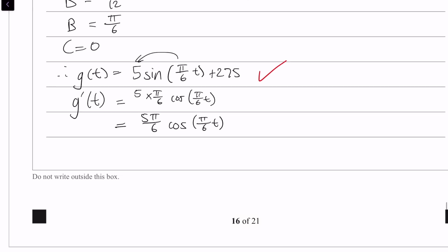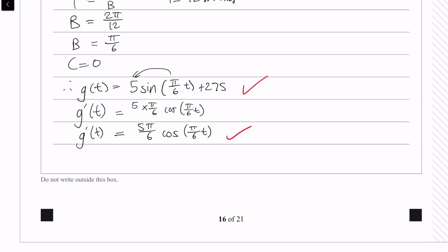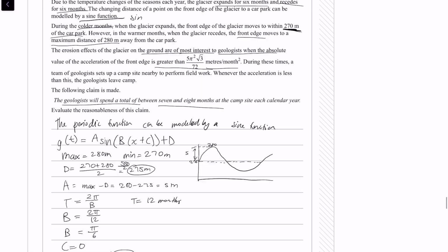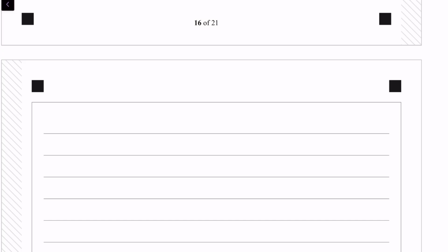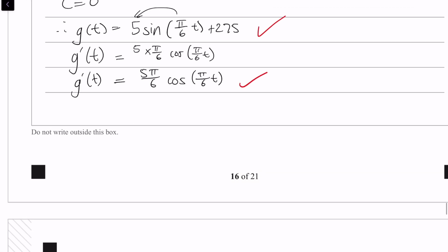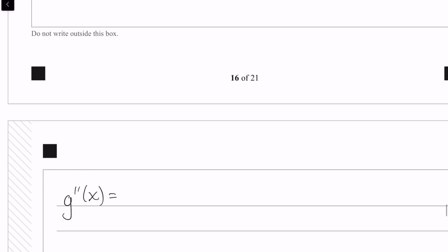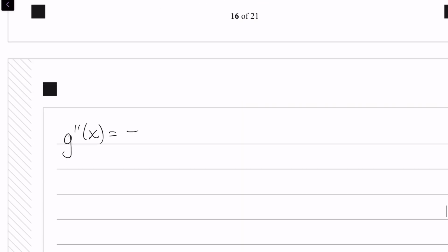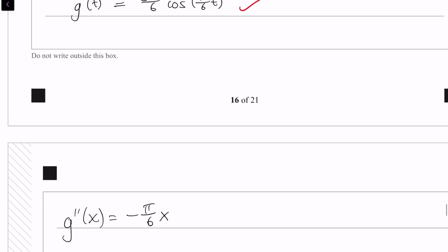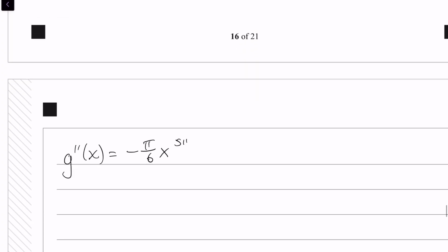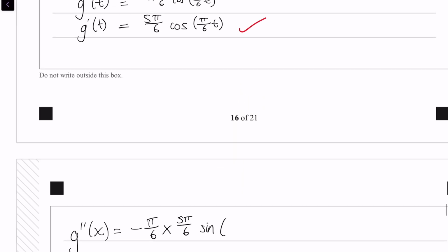And then once we found the velocity function, we get a tick for that. And then our third mark, so this is 6 marks actually, the question with the most marks, makes sense as the last question. G double dash of x is going to be, remember, taking the derivative of a cos function makes the value negative, so negative, and then take that pi on 6 out and multiply it by the 5 pi on 6 value there. And then turn it to sine and keep everything the same inside the brackets.